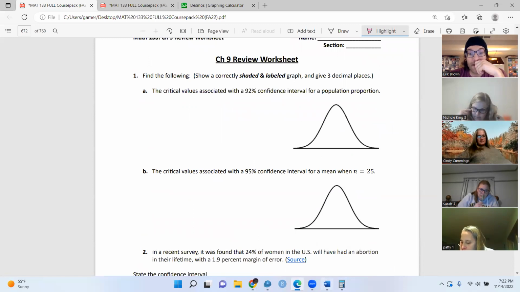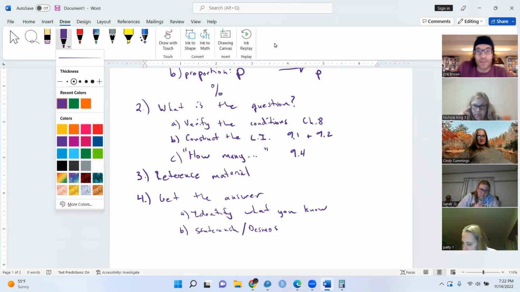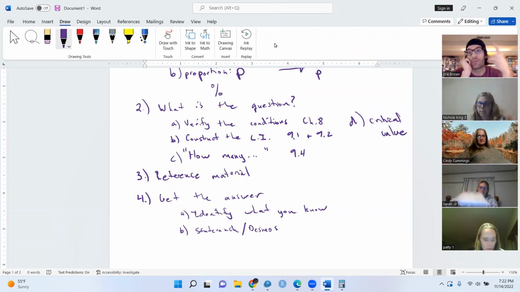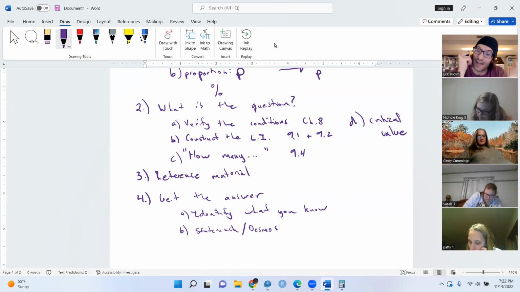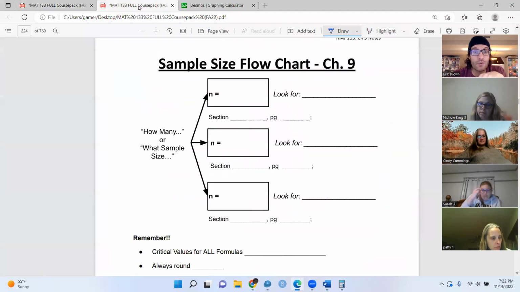So if I go back to this worksheet and add the one other question that goes under the questions you're asked, it would be to find the critical value. That's the one other one that happens in here. And there are two possible critical values, a T critical or a Z critical. T's go with means unless you're calculating sample size. Z's go with proportions and sample sizes.